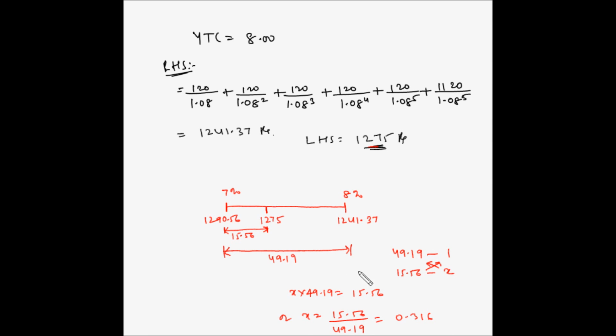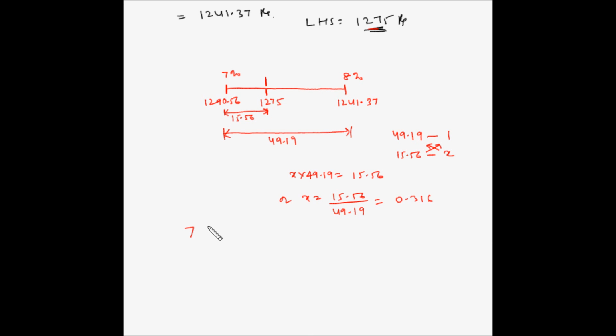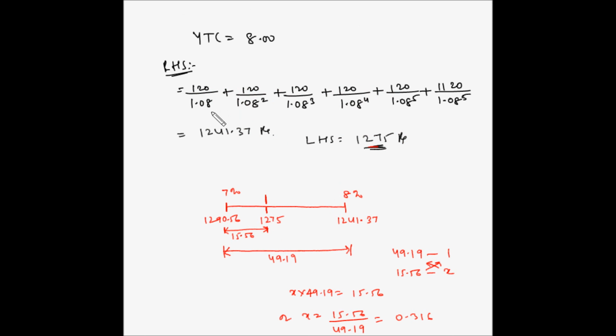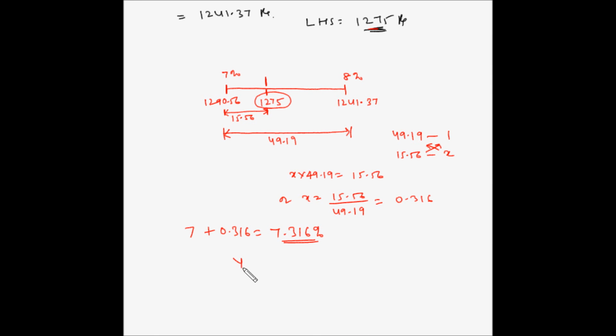So basically 7% has to be added to 0.316 to come to this point here. So 7 plus 0.316 becomes 7.316%. So at 7.316% value of yield to call, the right hand side will be equal to 1275, which is also the left hand side. So basically the value of yield to call is 7.316%.